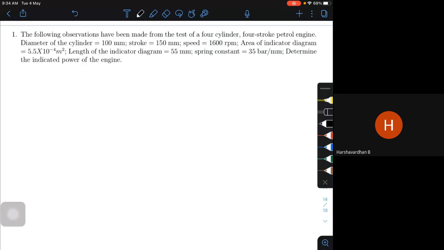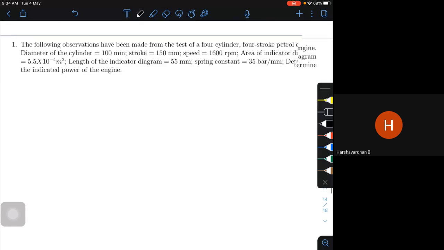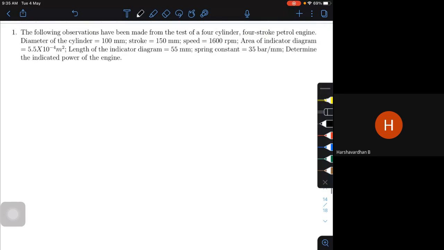The length of the indicator diagram is 55 millimeters, and there is a spring which has a constant of 35 bar per millimeter. Please determine the indicated power of the engine. So let's try to solve this. Solution.